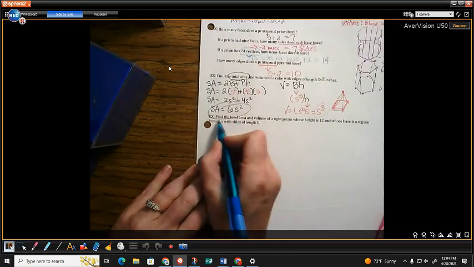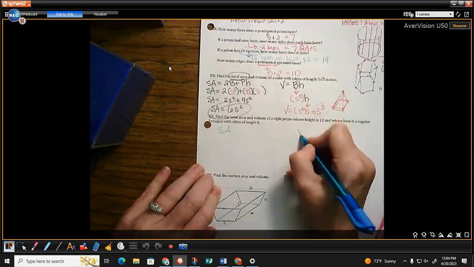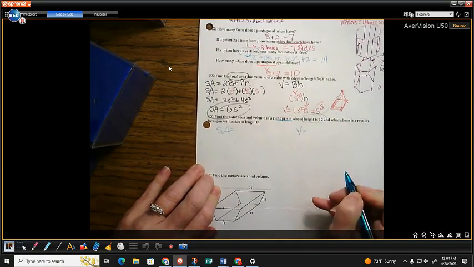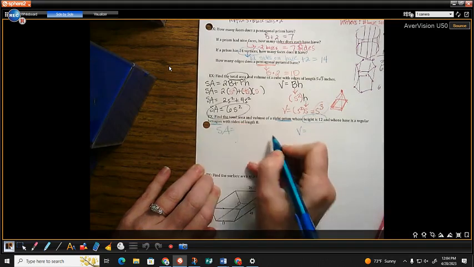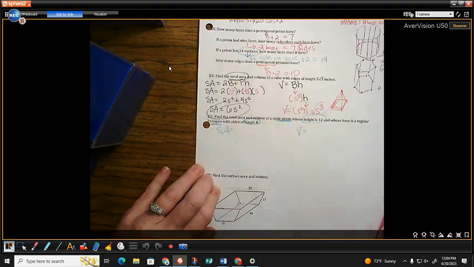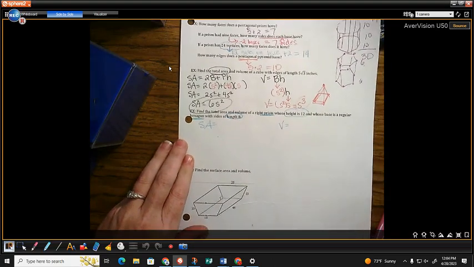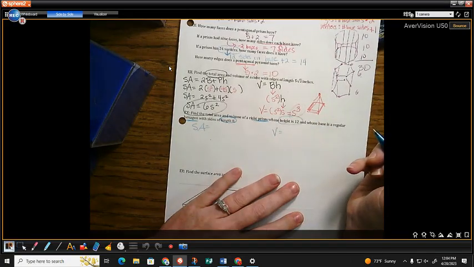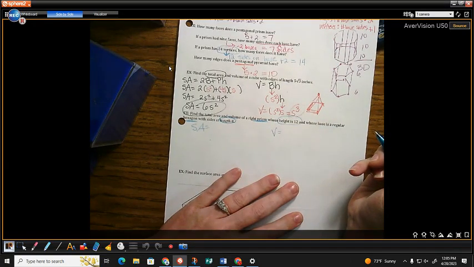So how am I going to find the total area and volume of a prism whose height is 12 and whose base is a regular hexagon with sides of length 8? Which do you want to tackle first, surface area or volume? Volume. What's my formula for volume? Base times height.